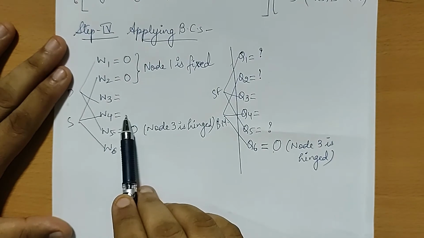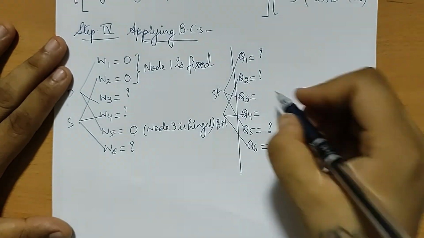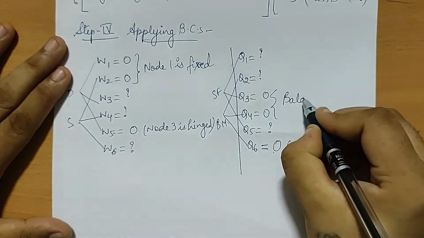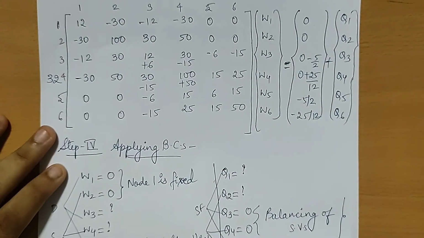Now these two I'll have to take as question mark because I cannot assume these two as 0, but I can assume these two as 0, and this I'll be writing as balancing of secondary variables. So this is done now. I'll go back to the matrix.